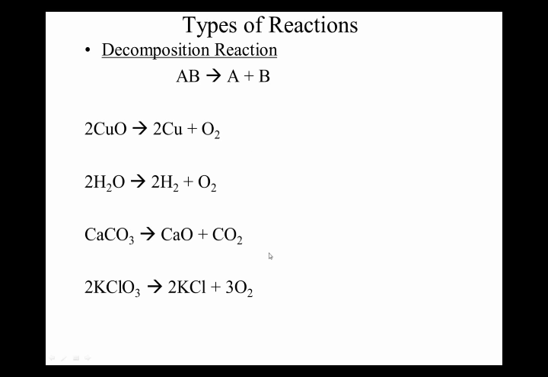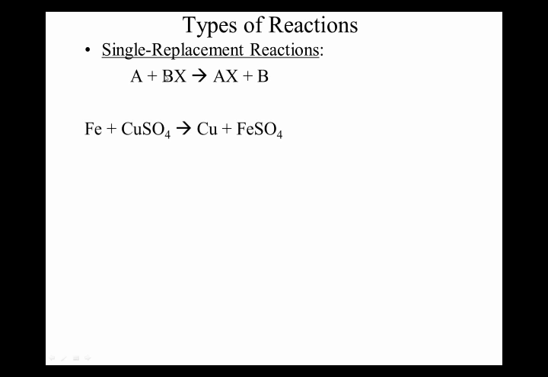The next type is called a single replacement reaction. This is a little more complicated. We have A, and B paired up with X on the reactant side, and then on the product side, A has replaced B and kicked B out. So A and B switch places. You have one thing replacing another, so that's why it's single replacement. Here's an example: we have iron and copper sulfate. Iron replaces the copper in the sulfate, and the copper just becomes copper metal.